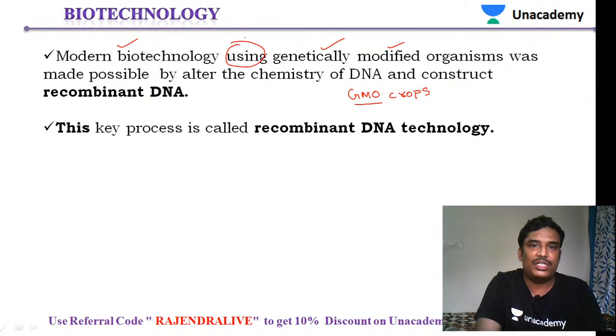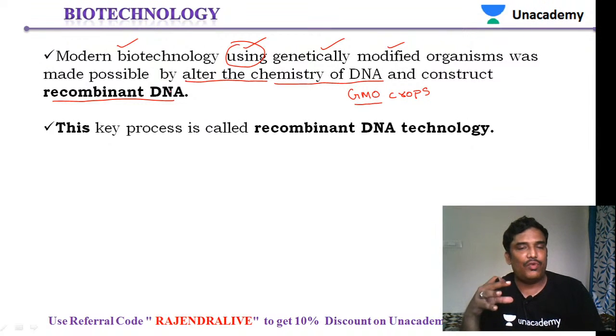So modern biotechnology involves the usage of genetically modified crops; genetically modified organisms are used for the crops. How are they prepared? They are prepared by altering the chemistry of DNA and constructing the recombinant DNA.